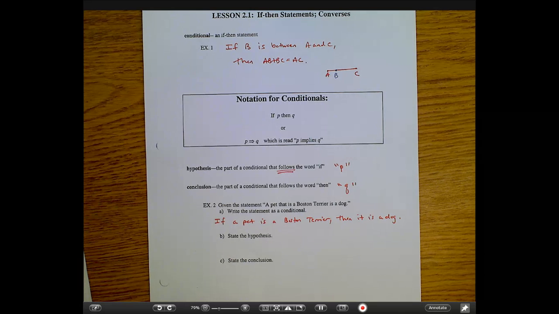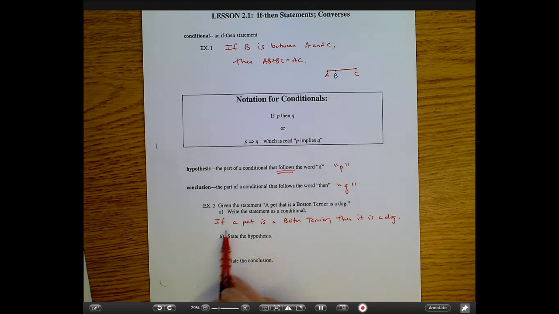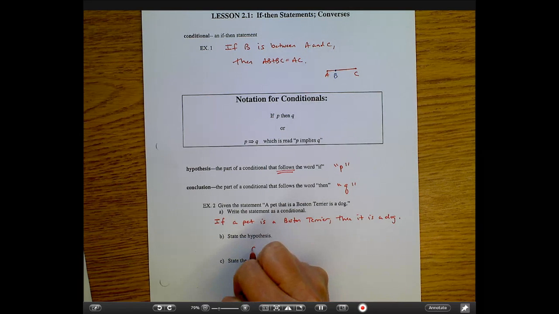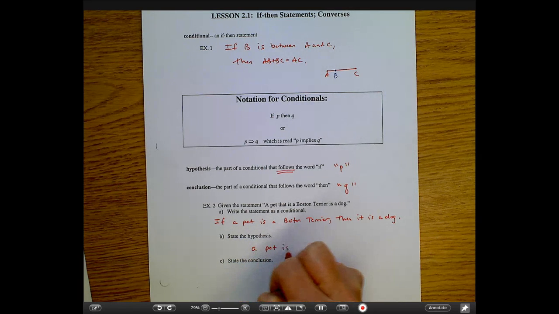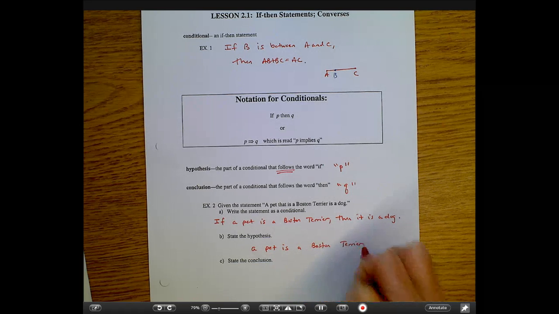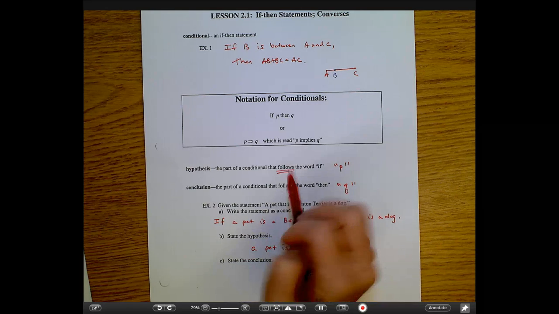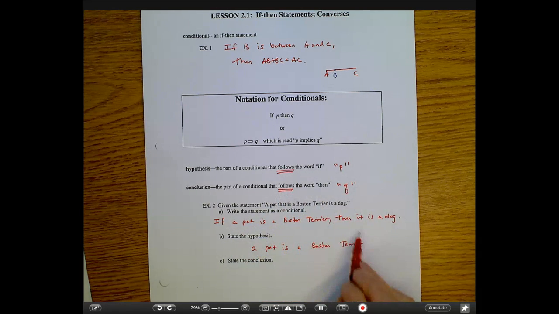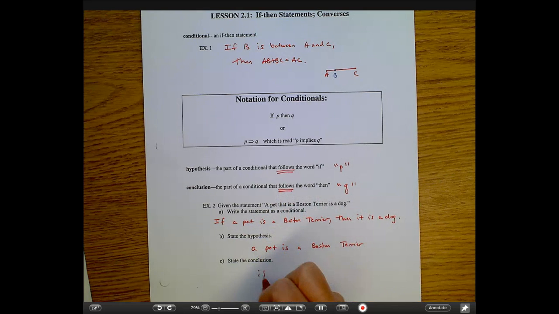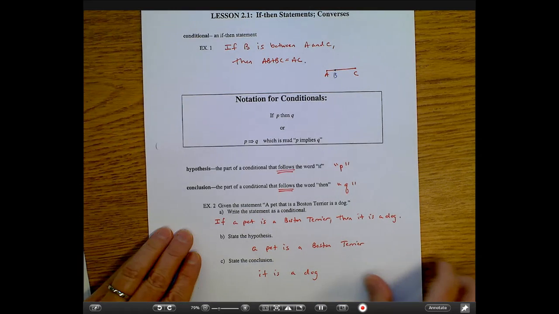Now, if we wanted to identify the hypothesis part, remember, it's the part that follows the word if. So it's everything after if: a pet is a Boston Terrier. And then the conclusion is the part that follows the word then: it is a dog. Okay, let's get to our second page.